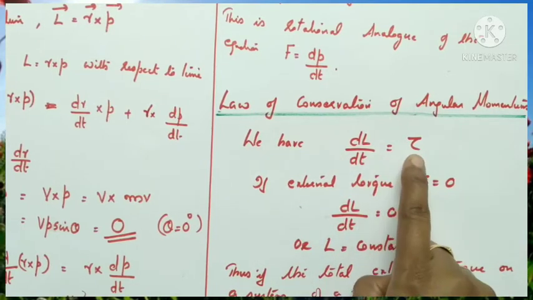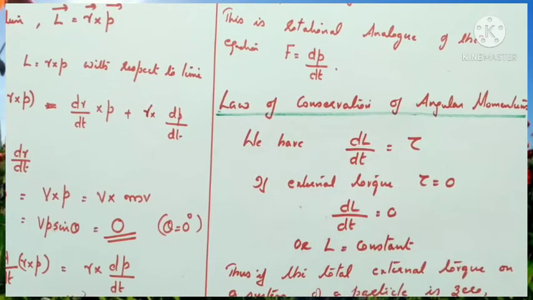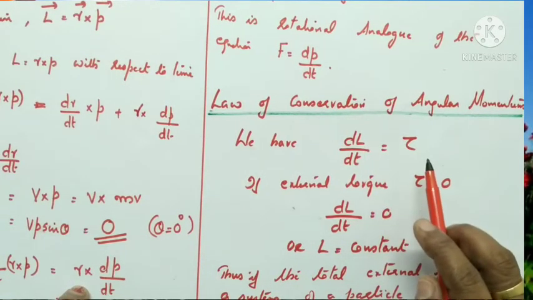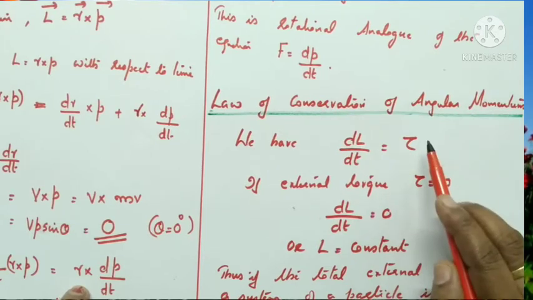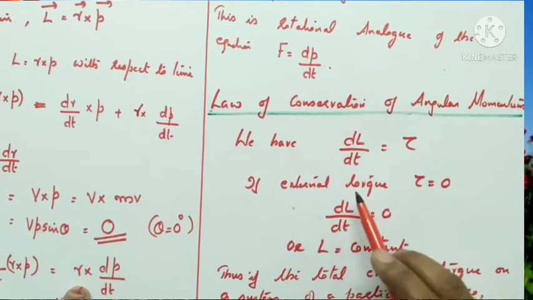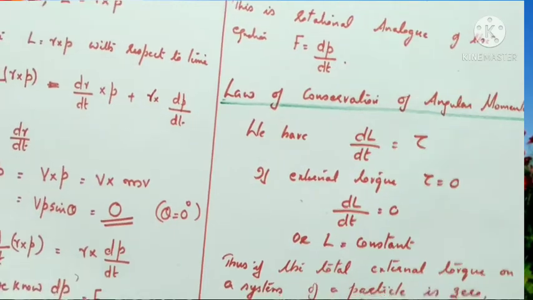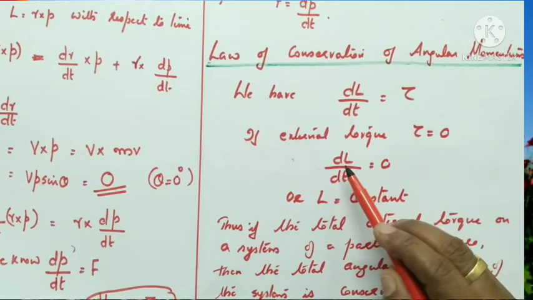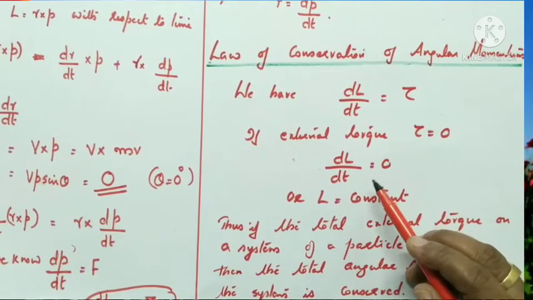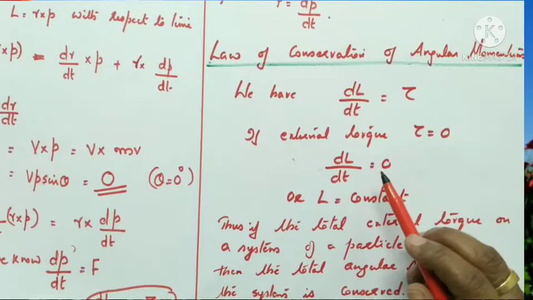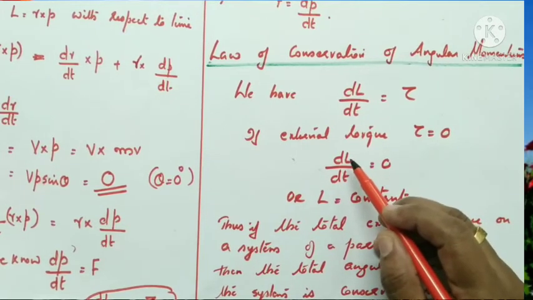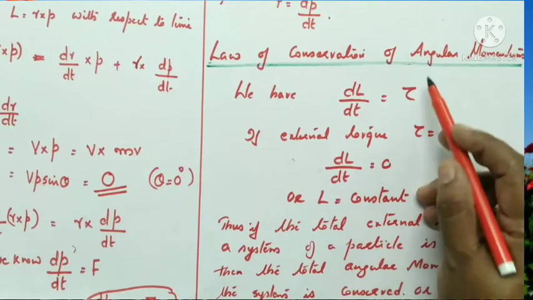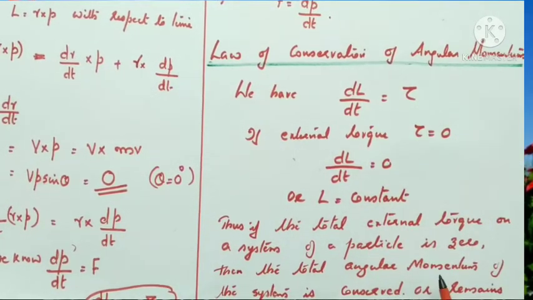We have the relation between torque and angular momentum, tau equal to dL by dt. Rate of change of angular momentum dL by dt is equal to the external torque. If the external torque is equal to 0, what happens to dL by dt? dL by dt is equal to 0. dL by dt 0 means L remains a constant. Differentiating any constant is equal to 0, isn't it? That means L remains a constant. So this is called the law of conservation of angular momentum. If torque equal to 0, angular momentum remains a constant.